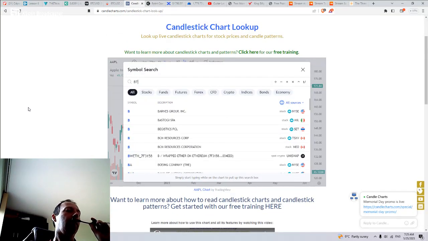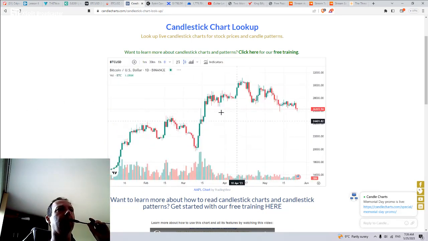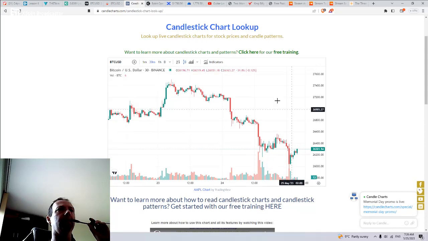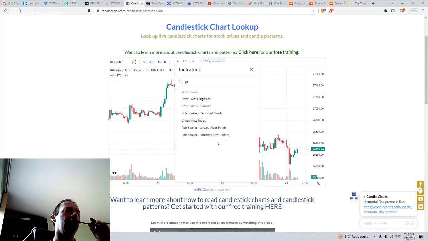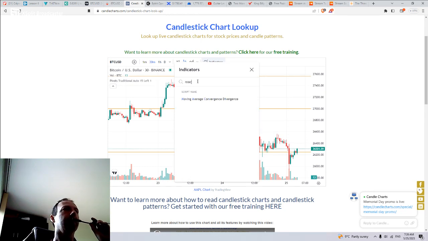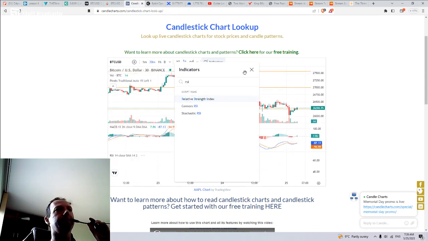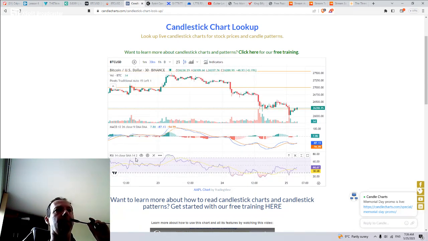Now, I think we have some bullish divergence on the MACD, and let's see. Pivot. MACD, RSI. So definitely we have bullish divergence on the RSI and the MACD here. So this puppy might be good for longing.